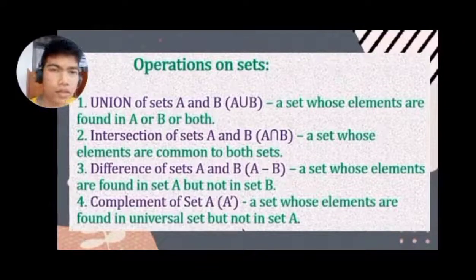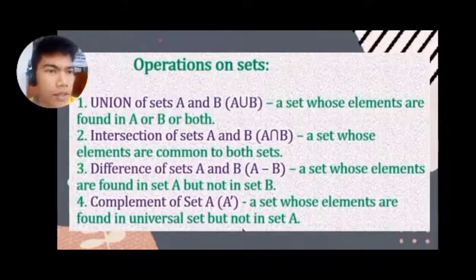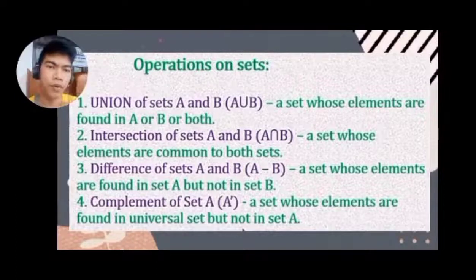The first one is union of sets A and B. So ito po yung sign ng union U. Pagbasa po niyan is A union B. So ano to? A set whose elements are found in A or B or both. Parang pwede mo po silang paghaluin from the word union. Union. Paghaluin.